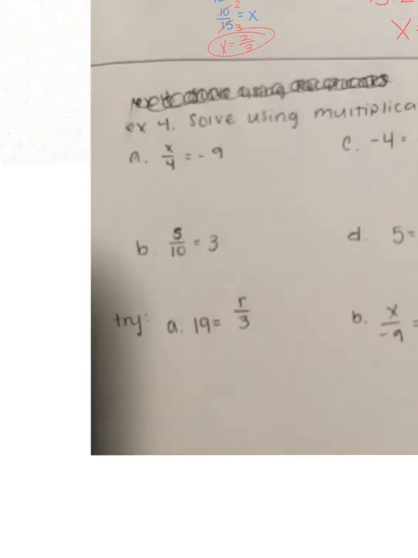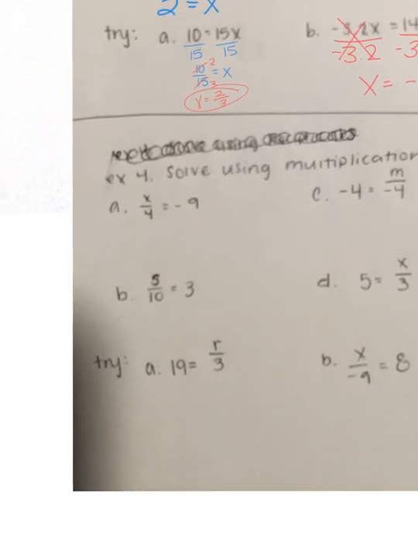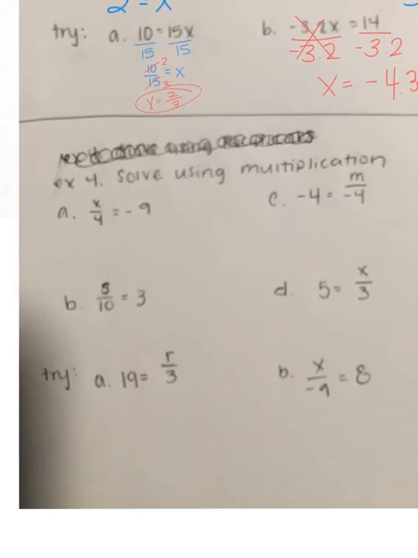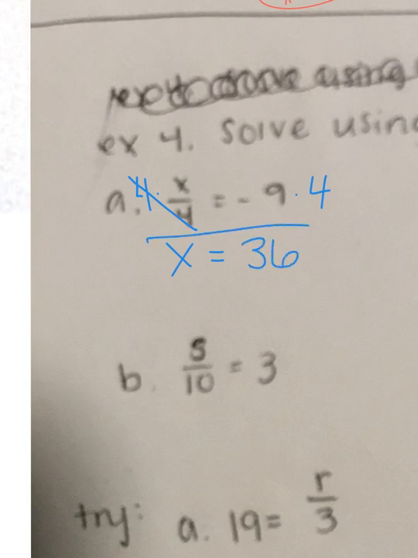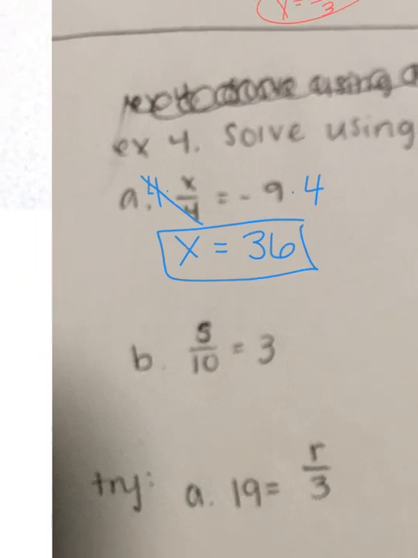Okay, so the next thing it says to solve, with multiplication. Okay, so here, to solve with multiplication, right, the A says x divided by 4 equals negative 9. So if I wanted to do the opposite of dividing by 4, I'm going to multiply by 4 on both sides. That cancels this, so then I'm left with x equals negative 9 times 4, which is negative 36. Okay, so there's that piece.